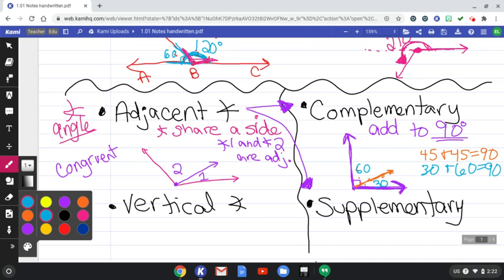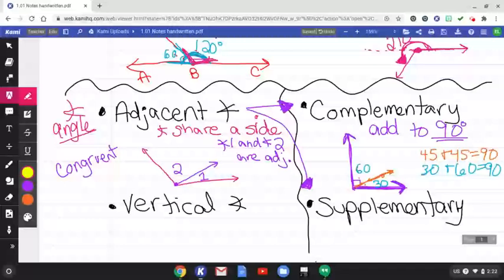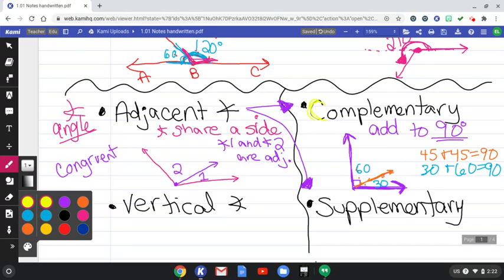Now, a little way to remember complementary versus supplementary. The C in complementary can be made into a big 9. So that helps me remember 90 degrees.